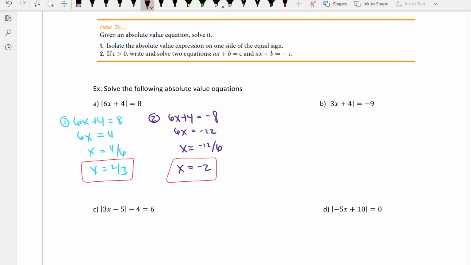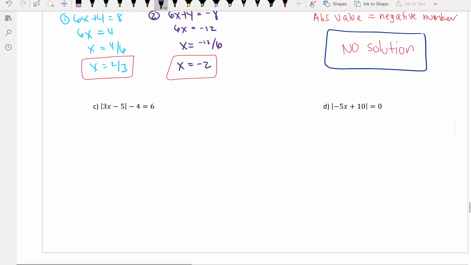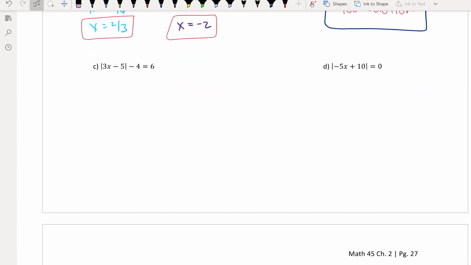Now I look at part B. If I'm looking at this, I have an absolute value equal to a negative value. Whenever I have an absolute value equal to a negative number, this automatically cannot be done. We say no solution. This is not possible. Okay. So let's look at part C.